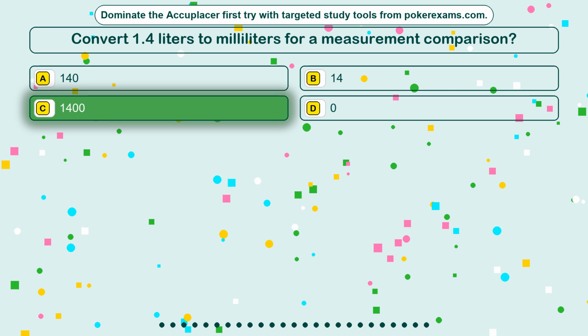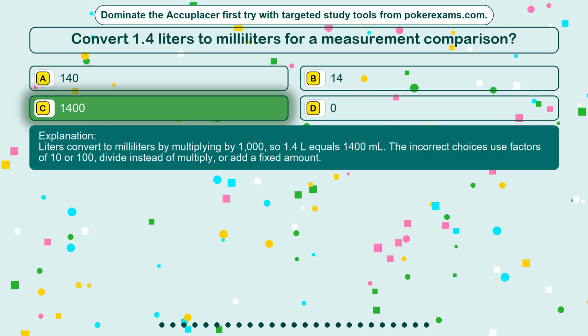The correct answer is option C, 1,400. Liters convert to milliliters by multiplying by 1,000, so 1.4 L equals 1,400 mL. The incorrect choices use factors of 10 or 100, divide instead of multiply, or add a fixed amount.